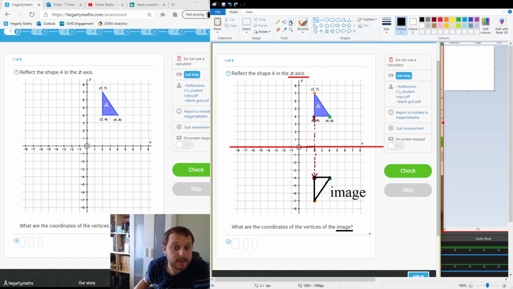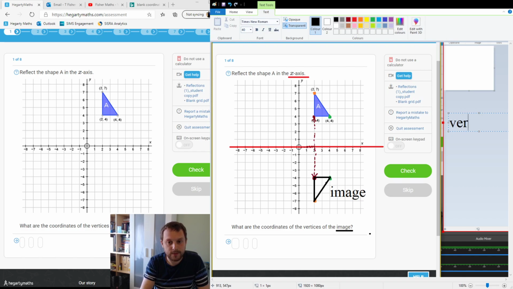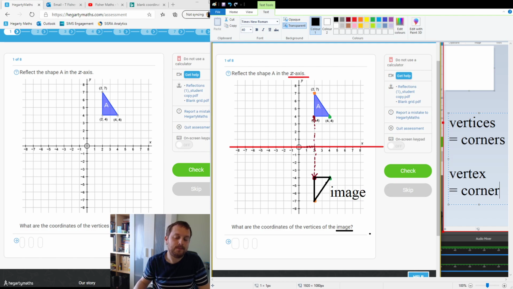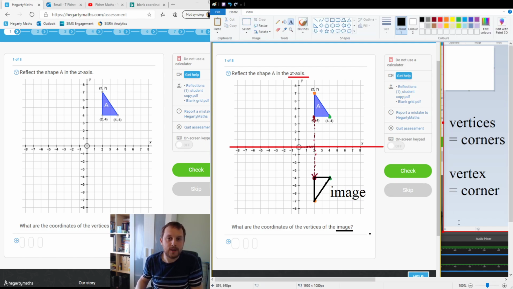Vertices is a, let's say, fancy word for corners. Okay, so vertices are corners. And it's the plural of the word vertex, not vertice. Okay, it's the plural of the word vertex. So that's what vertices are. They're just the word for corners.